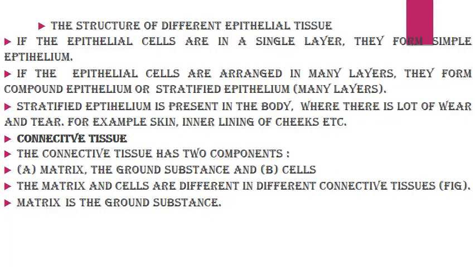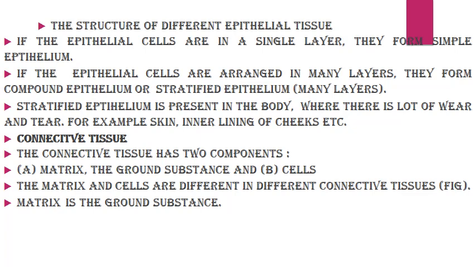Next, the structure of different epithelial tissue. If the epithelial cells are in a single layer, they form simple epithelium. If the epithelial cells are arranged in many layers, they form compound epithelium or stratified epithelium. It means many layers. Stratified epithelium is present in the body where there is a lot of wear and tear, for example, skin, inner lining of cheeks, etc.